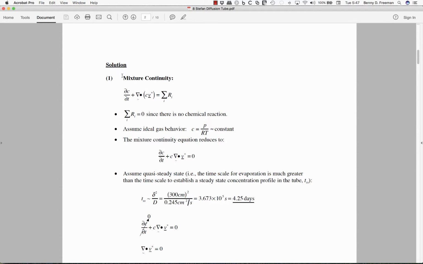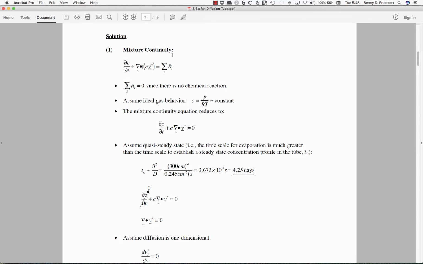We'll start out again. The problem-solving procedure that I'm showing you in the previous problem and this one and the next one is what I've found to be the most convenient way of starting and working through these problems. And so we always start with the mixture continuity equation. There's no chemical reaction, and so we set that term equal to 0.